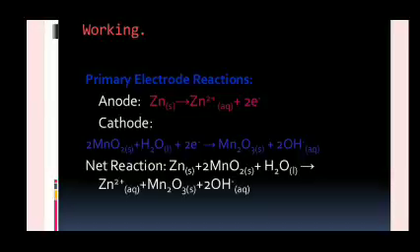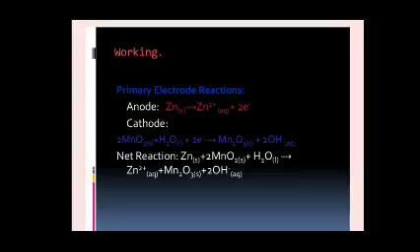to form Zn2+ in aqueous state, manganese trioxide in solid state, and hydroxyl ions in aqueous solution state. These reactions are involved in dry cells. Dry cell reactions.